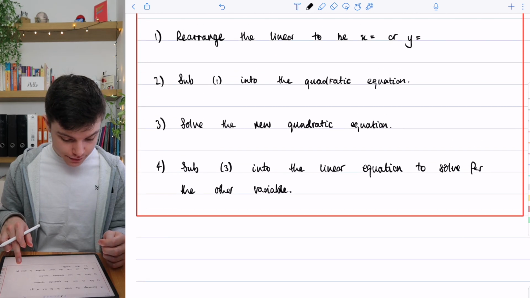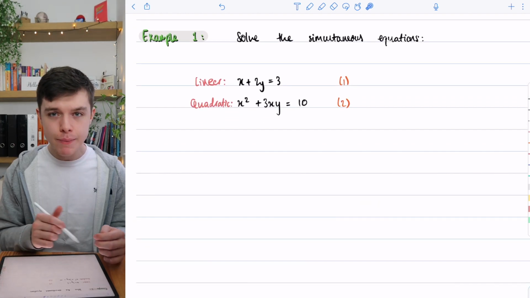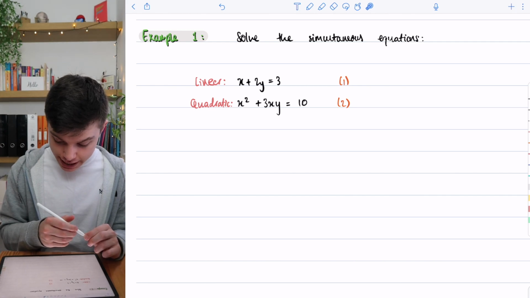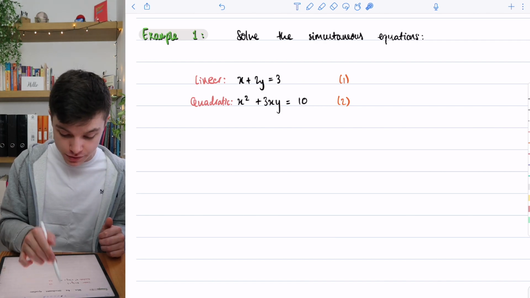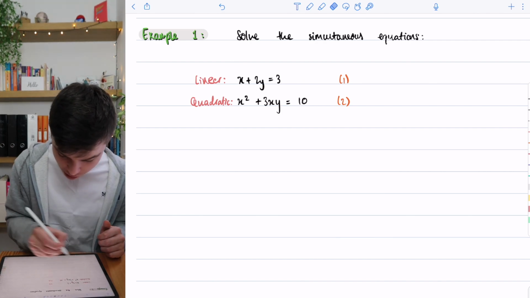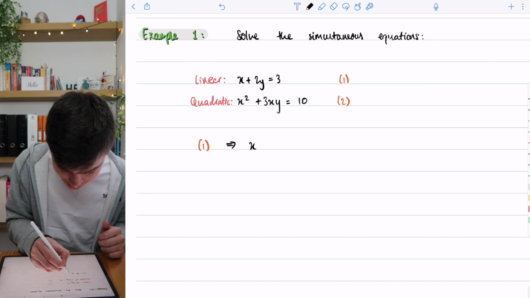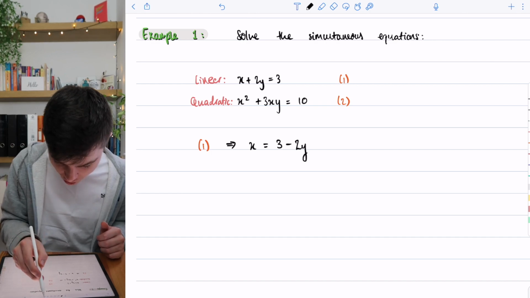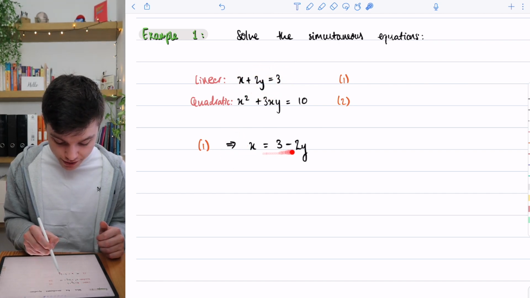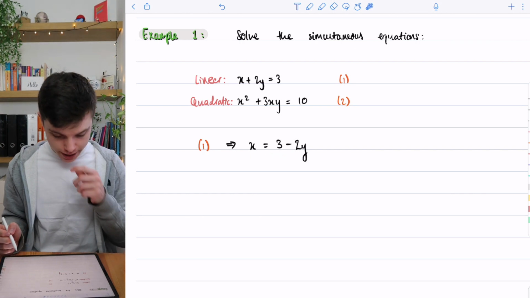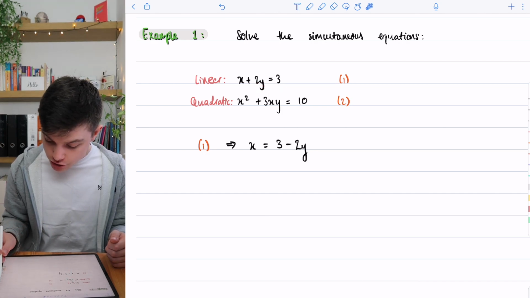So, part 1, let's have a scroll back up, says rearrange the linear to be x equals or y equals. I'm going to choose x equals here because all I need to do to get this linear into x equals is subtract 2y from both sides. So part 1, and I'll write that down in orange, that can become x is equal to 3 minus 2y. That little arrow just says it's an implies arrow. It says if we've got this linear equation, then x is going to be 3 minus 2y. All I've done to get that is subtract 2y from both sides. That was part 1.